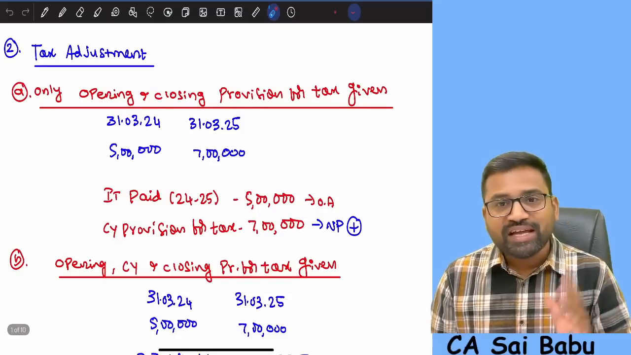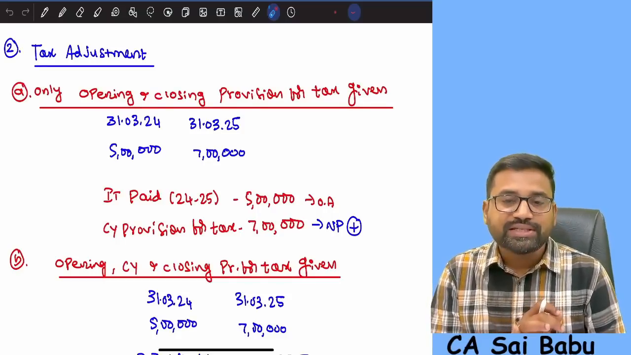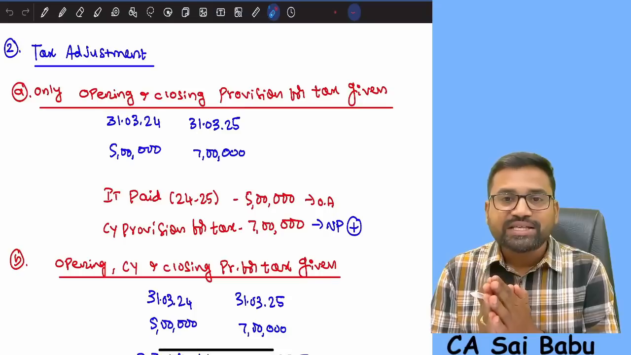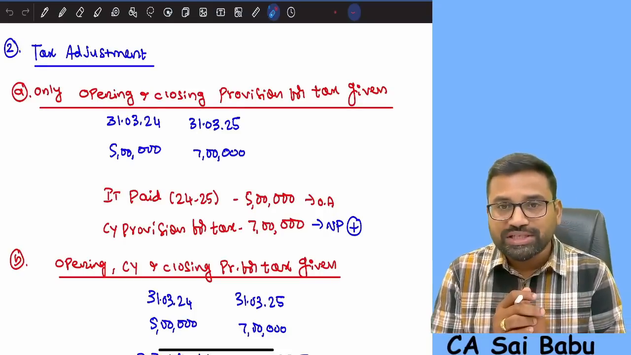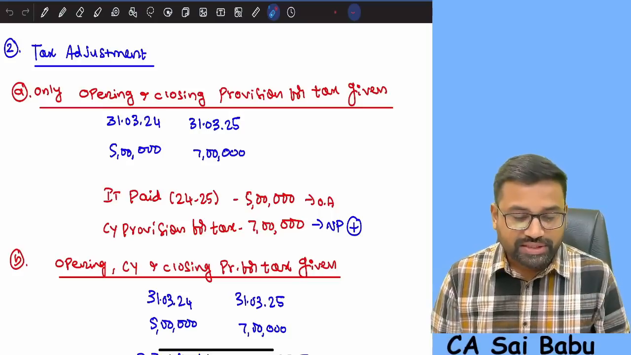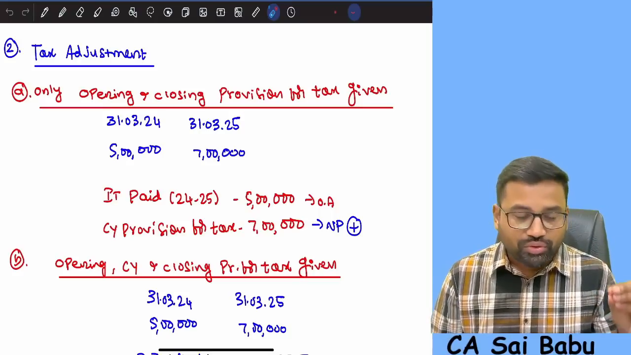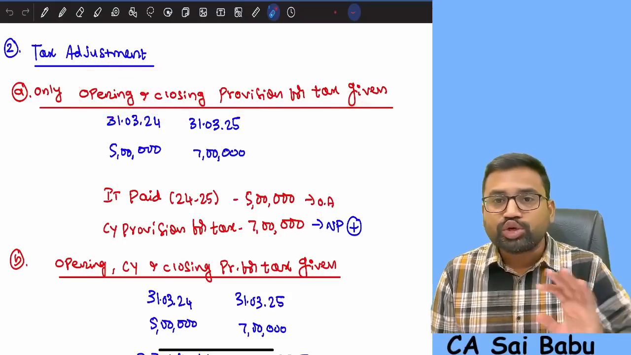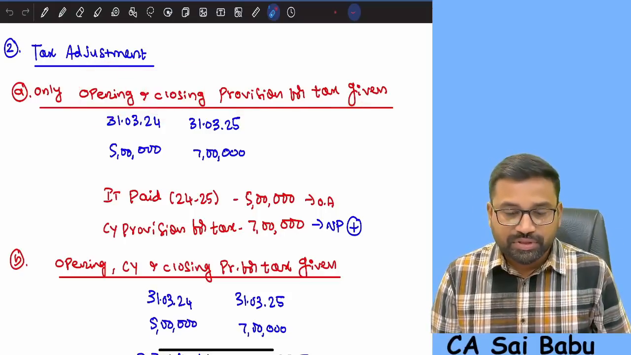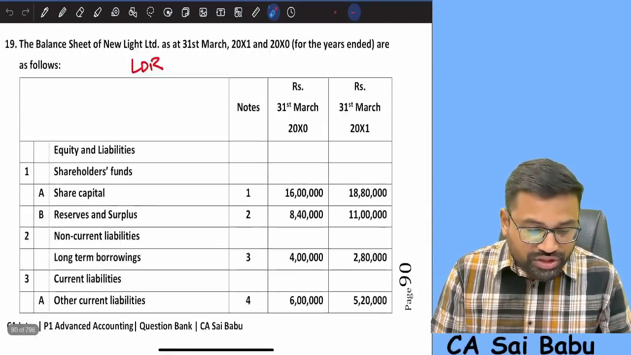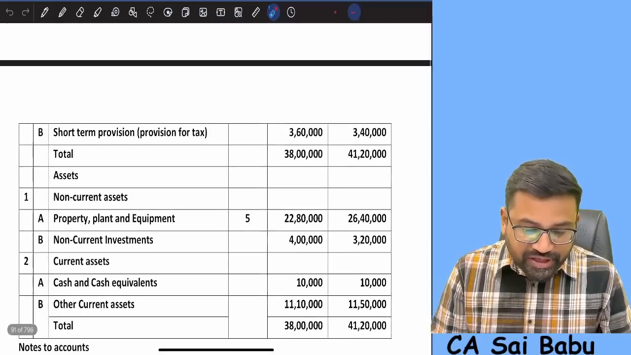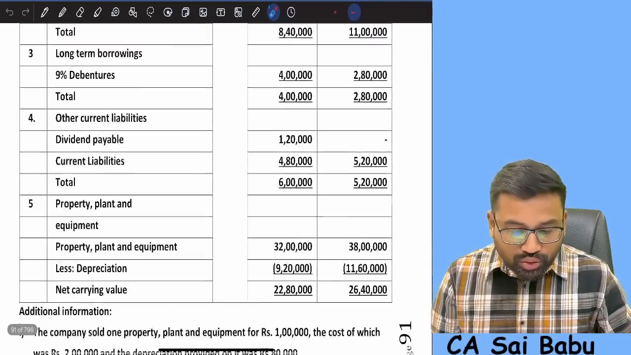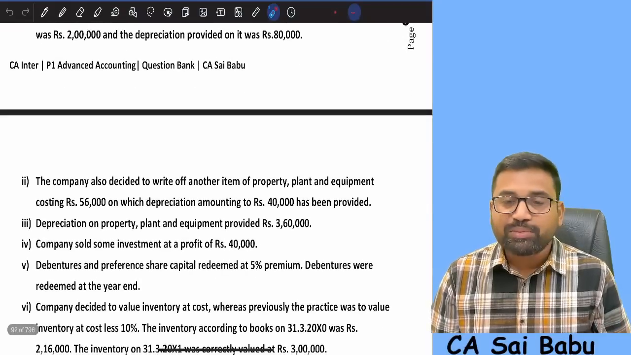Next, sir, tax adjustment. Sir, in indirect method, tax adjustment is one of the predominant adjustments. In case of tax adjustment, there are three possibilities. First, case number 1, sir. In the question, they will give you only the opening and closing provision for tax. That's it. No other information is available. Just now we have seen in this question number 19, provision for tax, opening 3.6, closing 3.4 given. No other information is available in respect of tax.